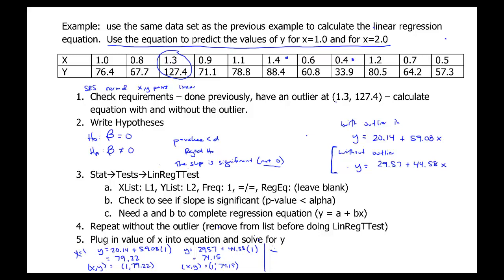So next one, they want to predict y for x equals 2. We just decided that the biggest value of x is 1.4. So 2 is a little bit outside that. So we'll just get into the habit of saying, since that's outside the range, we really shouldn't try to predict y.